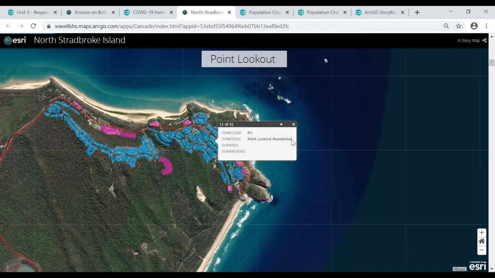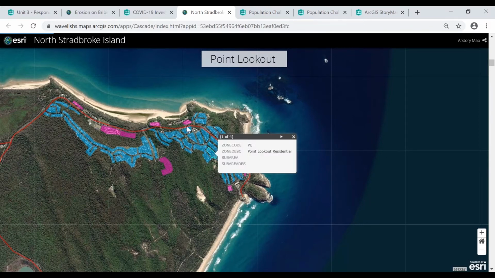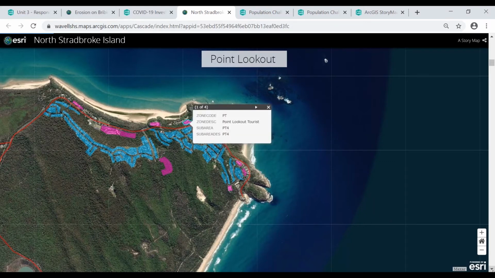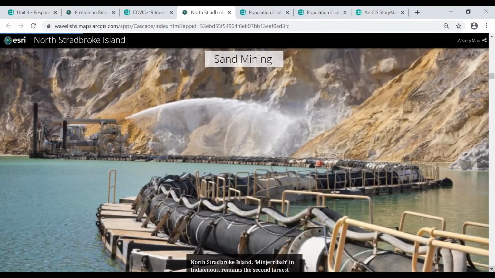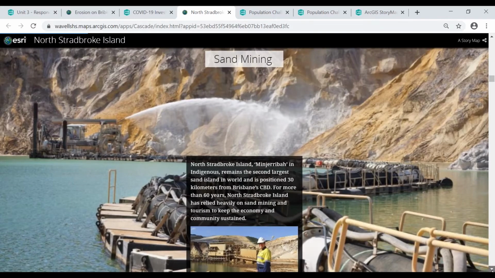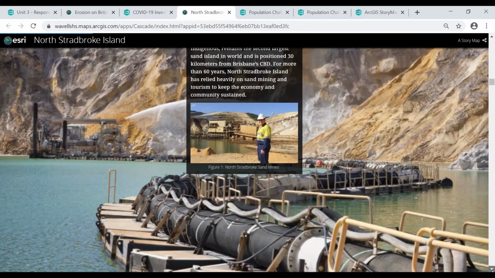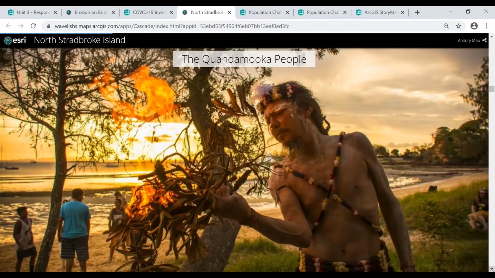I've signed a memorandum of understanding with the Redland Shire Council to obtain the data, and they were really helpful in getting the data that's available. So all these Point Lookout residential and Point Lookout tourists are all data supplied by Redland Shire Council. She's gone on. Her design eye is such that she puts very topical images behind each of her sections, like sand mining, for instance. We do look at the Quandamooka people, the traditional owners of North Stradbroke Island as well.